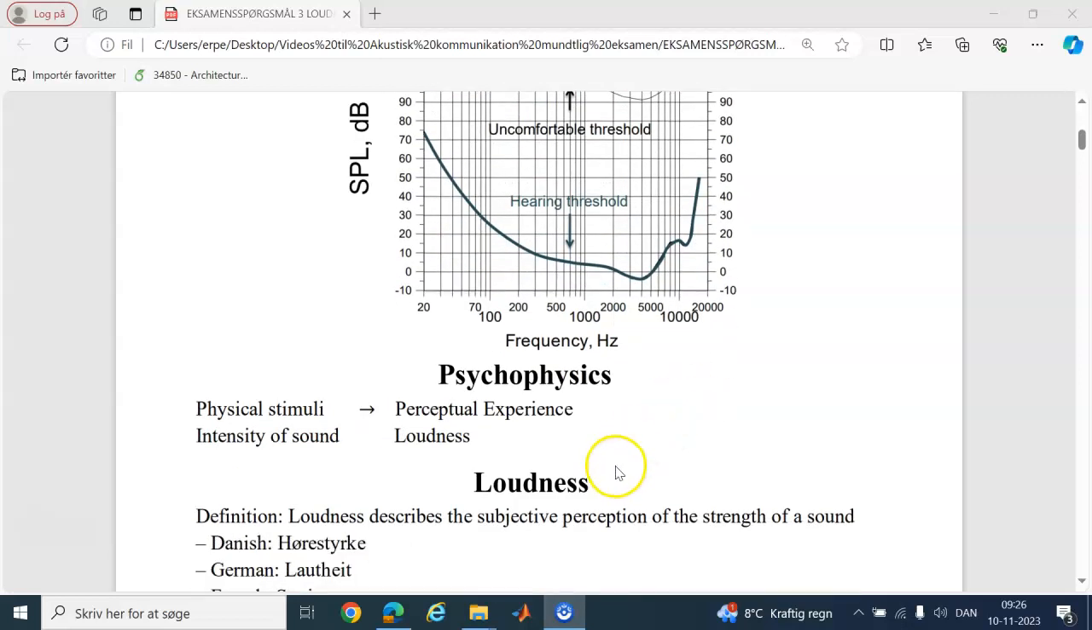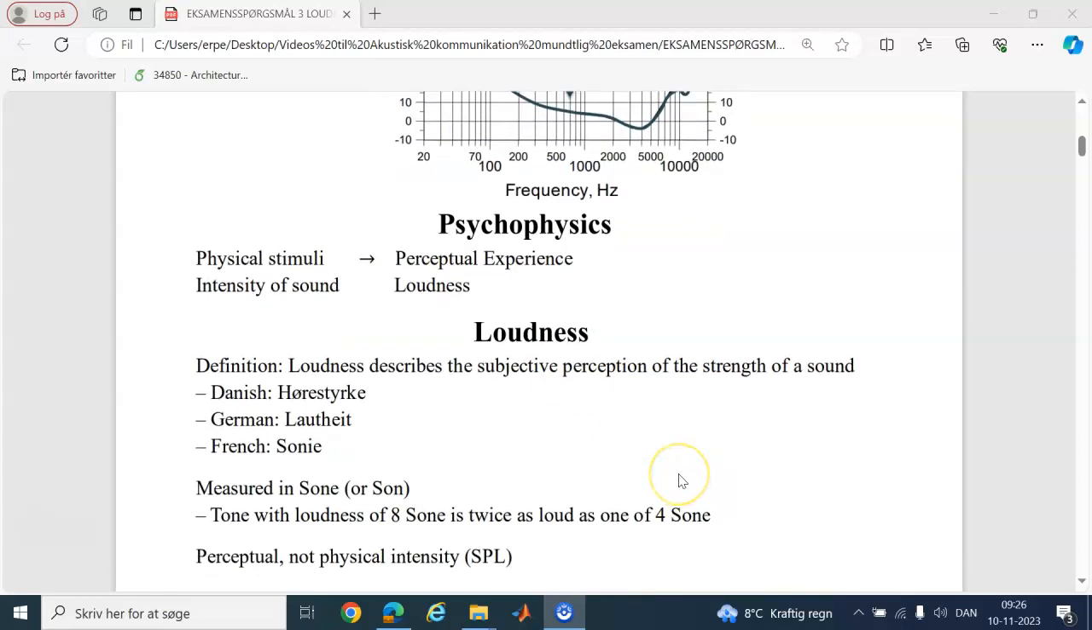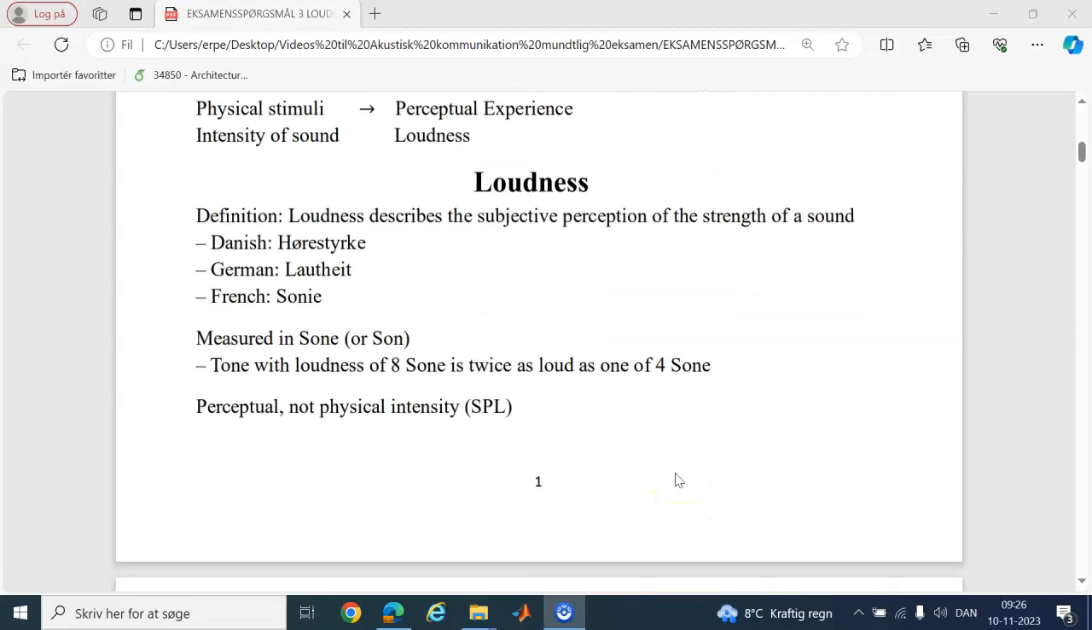Psychophysics: physical stimuli give a perceptual experience, or the intensity of sound gives a perception of loudness. What is loudness? Definition: loudness describes the subjective perception of the strength of a sound, how you perceive it. It is measured in sones.